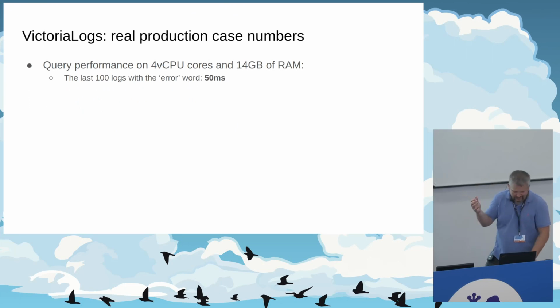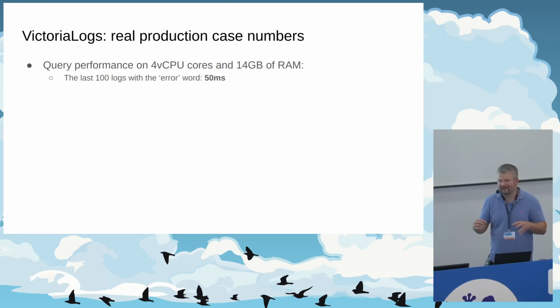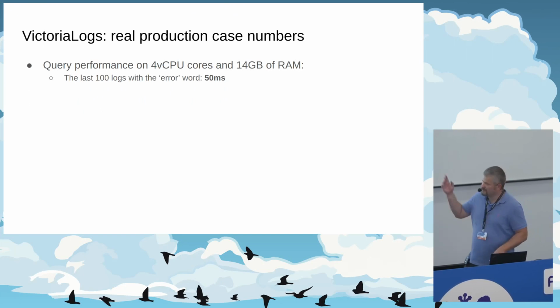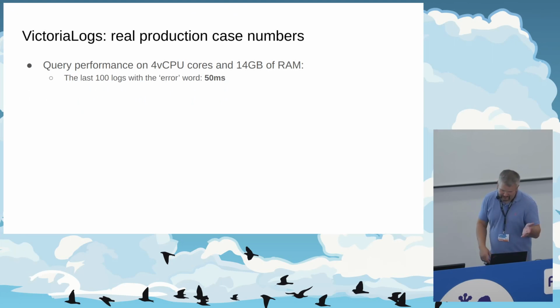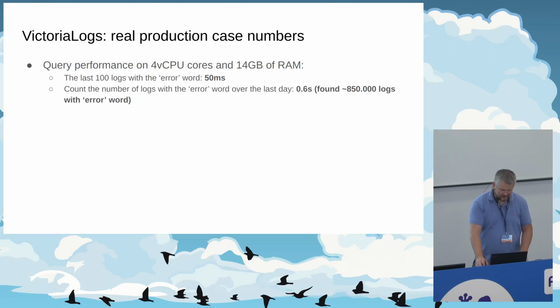As for performance, this VictoriaLogs instance runs in a Kubernetes container with 4 CPU cores limit and 14 gigabytes of memory limit. And this VictoriaLogs instance can return you the last 100 logs with the error word in 50 milliseconds. It can count the number of logs with the error word for the last day in 0.6 seconds, and it finds around 1 million of logs in this case.